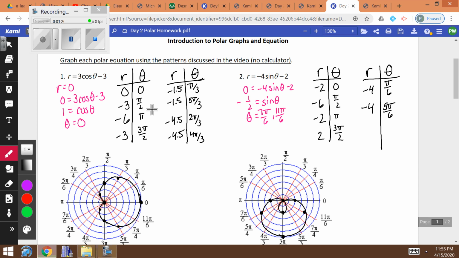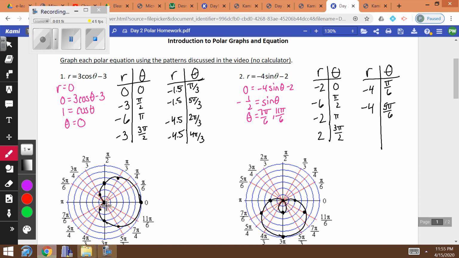Thinking through our points, I picked 0. We actually already solved for 0 over here. But then pi over 2, pi, and 3 pi over 2. It's helpful to get a little quicker at going through those basic points when you're doing your cosine. So you know the cosine of 0 is 1. 3 times 1 is 3, minus 3, that's what gives us the 0. Cosine of pi over 2 we know is 0. 0 minus 3, we get the negative 3. Cosine of pi is negative 1. So 3 times negative 1 is negative 3. Minus 1 gives us the negative 6. And then cosine of 3 pi over 2 is 0. So once again, we get negative 3.